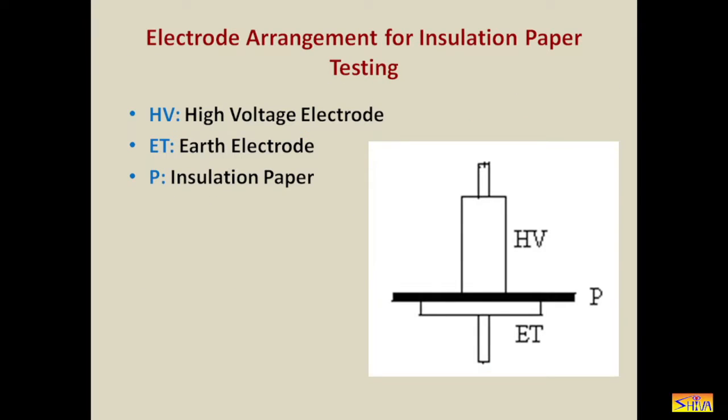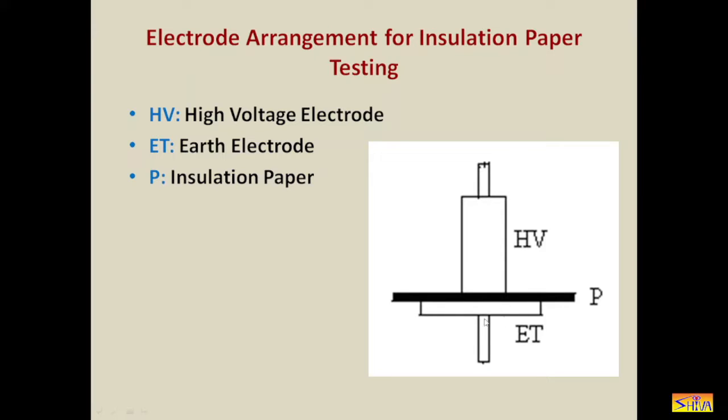Now electrode arrangement for insulation paper testing, that is for testing the solid dielectric. So this is the electrode arrangement, this is the insulation paper under test. We are using two electrodes. High voltage electrode is kept on the upper side and it is of cylindrical nature. The diameter and length should be according to the standard.